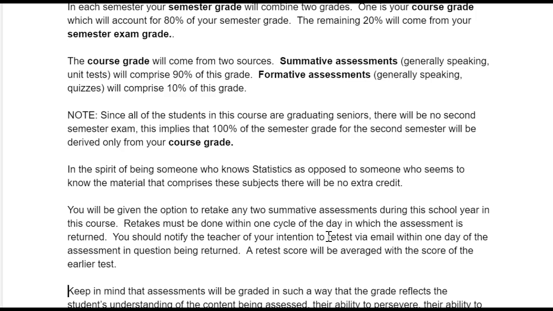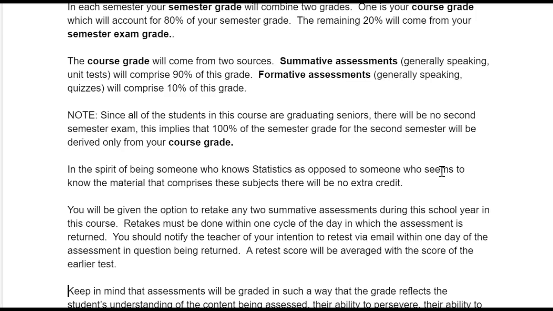All right. So you will be given the option to retake 2 summative assessments during the school year. So there are 8 summative assessments. You can retake 2. Retakes must be done within 1 cycle of the day in which the assessment is returned. You should notify the teacher of your intention to retest via email within 1 day of the assessment in question being returned. A retest score will be averaged with the score of the earlier test. So if you got a 70 and you retest with a 90, the score will be an 80. Okay, we'll add them and divide by 2. So you get 2 per year.